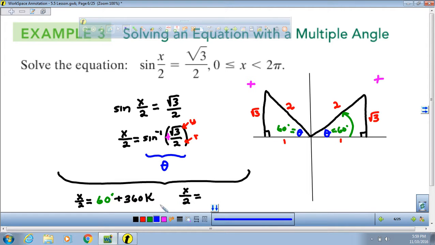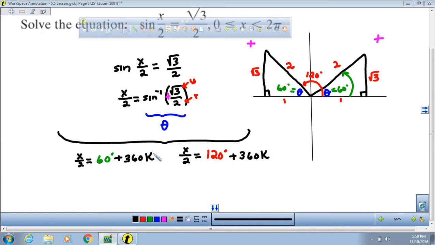What is this angle going to be in standard position, from here all the way to the terminal side? Since the reference angle is 60, from the initial side, which is the x-axis, all the way to the terminal side is 180 minus 60, which is 120 degrees, right? So that's the angle in standard position. And again, sine is going to repeat every multiple of 360, which is 360k. Okay? Then those are the solutions for x divided by 2.